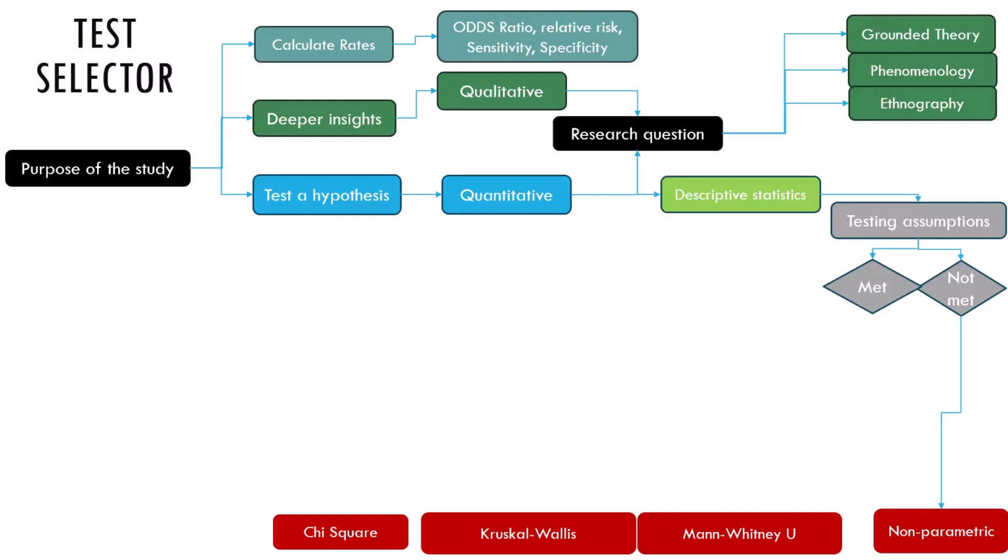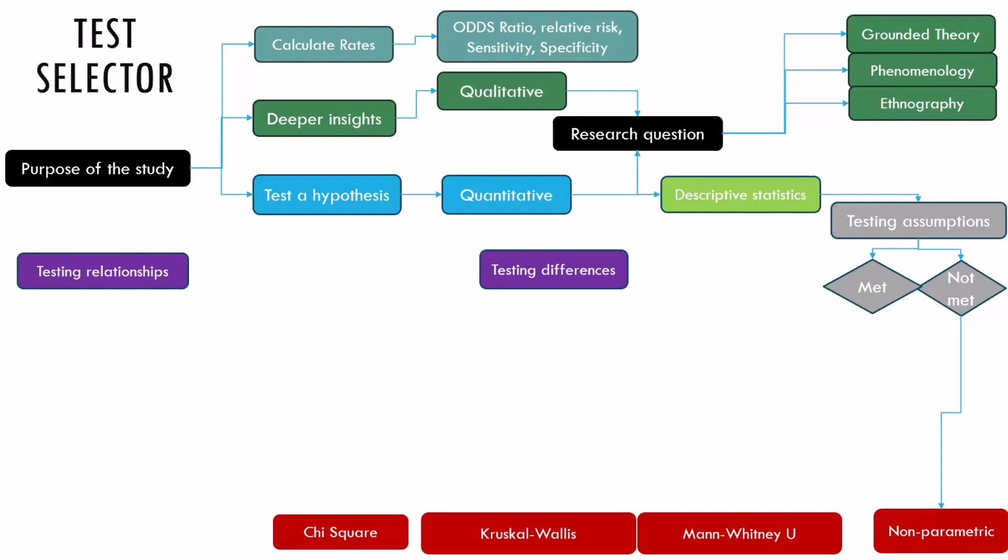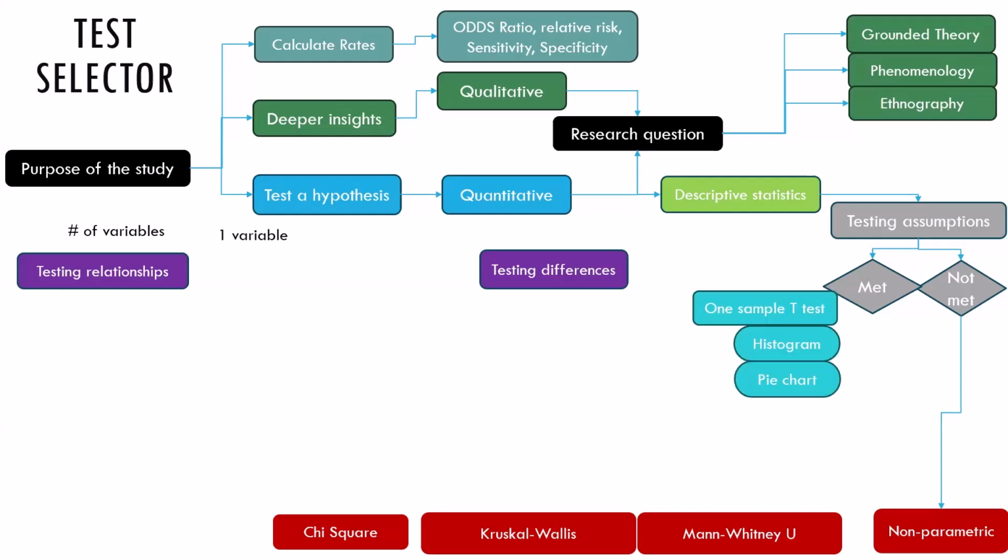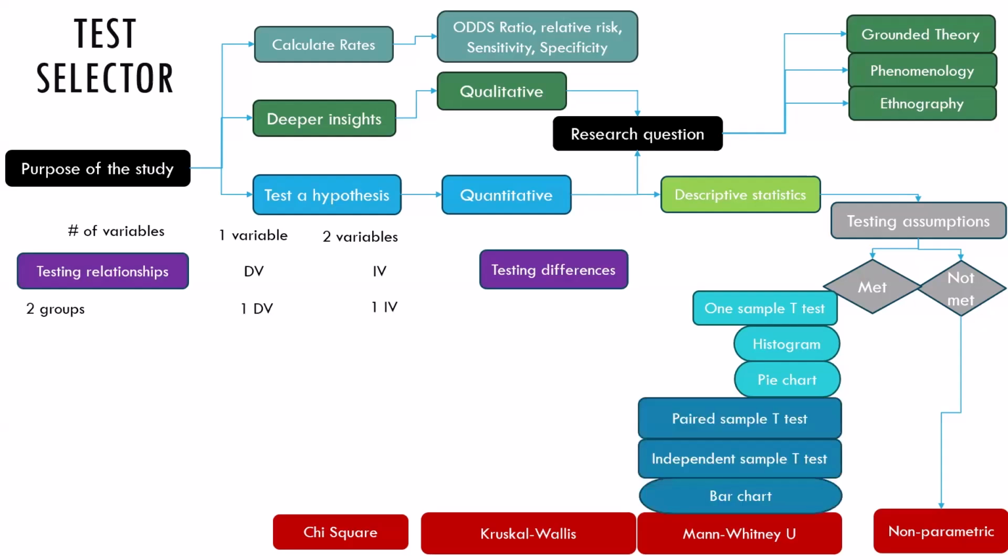So what do you need to know to do the test? The first question is, what are you trying to test for? Are you testing relationships or are you testing differences? What you need to know next is, how many variables do I have? If you have one variable and you're testing differences, then you're looking at a one sample t-test. You could also be using a histogram or a pie chart. If you have two variables, now you need to know about your dependent and independent variables. If you have one dependent variable and one independent variable with two groups, then you're looking at either a paired sample t-test or an independent sample t-test. And you can be using a bar chart.